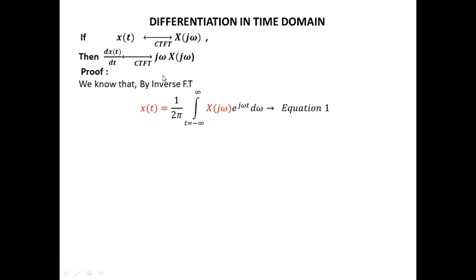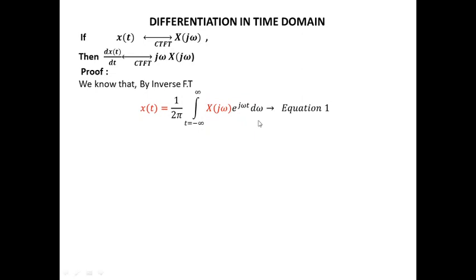For this particular property, we cannot go for the analysis equation. When you go by the analysis equation, we will not be able to prove it. Hence, we are taking the synthesis equation, that is the inverse continuous time Fourier transform equation. So x of t equals 1 by 2 pi integration from minus infinity to infinity X of j omega e power j omega t d omega, and this is equation number 1, right?